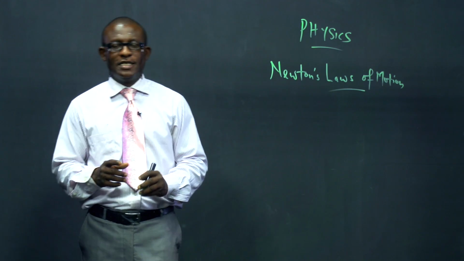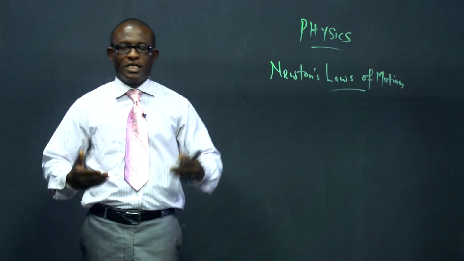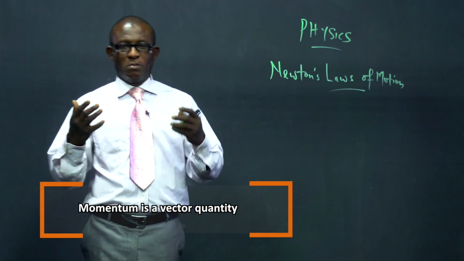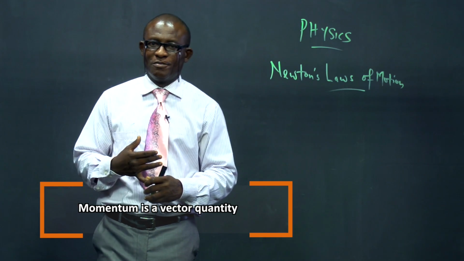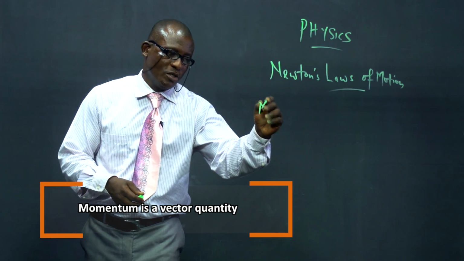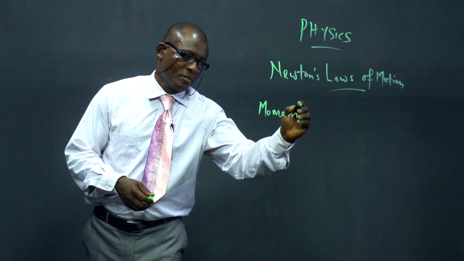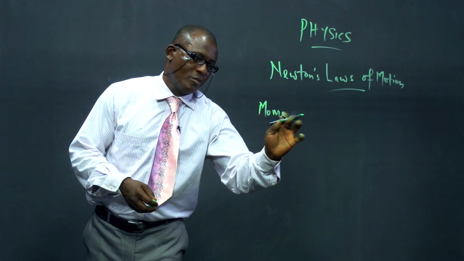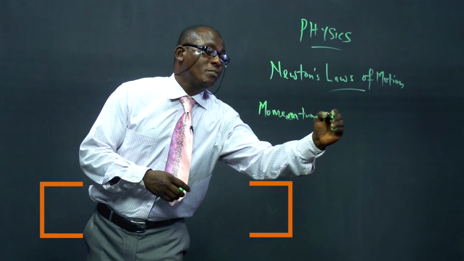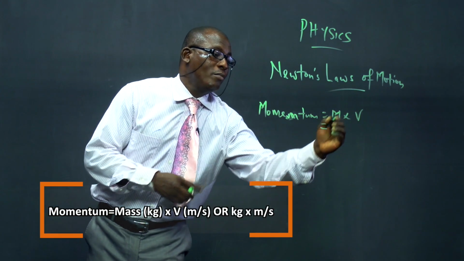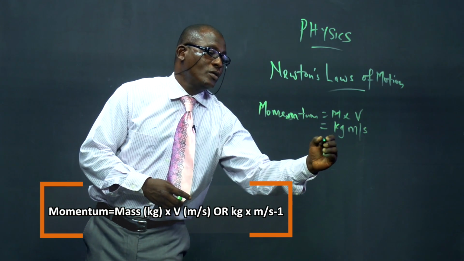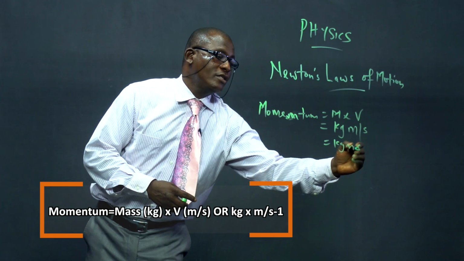That is linear momentum. Then you can give additional information. Momentum is a vector quantity. The unit of momentum, since momentum is mass multiplied by V, mass is in kilogram, V is in meters per second. So it is kg m s^-1.